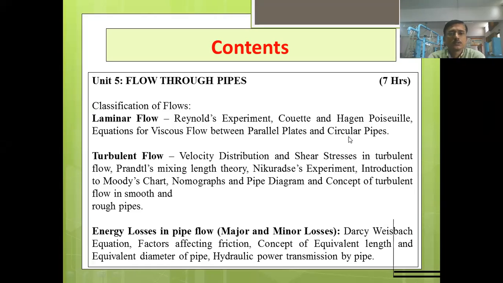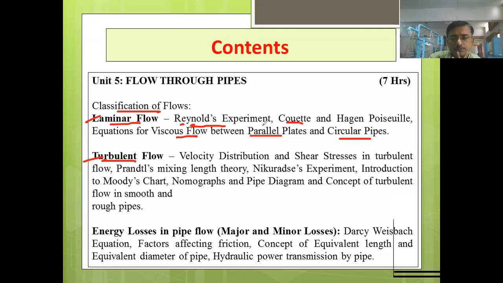Classification of flows is the first topic that we are going to learn here, and this classification is the laminar flow and turbulent flow. These are the 2 points we are going to learn in this first subtopic. In the laminar flow, we are going to learn Reynolds experiment, then Couette flow, then Hagen-Poiseuille equations for the viscous flow between parallel plates and circular plates. These are the names of scientists. Reynolds is one name of scientist, and Hagen-Poiseuille, these are the names of scientists.